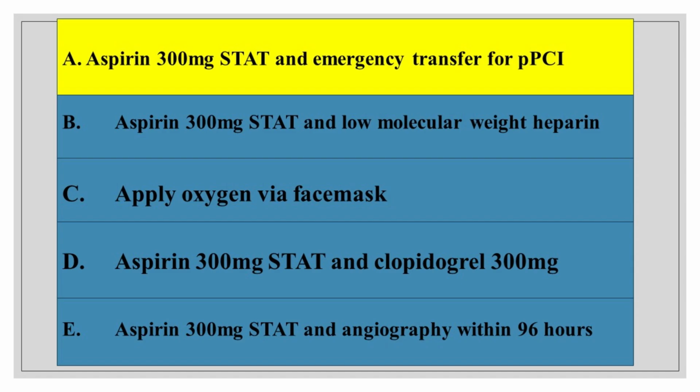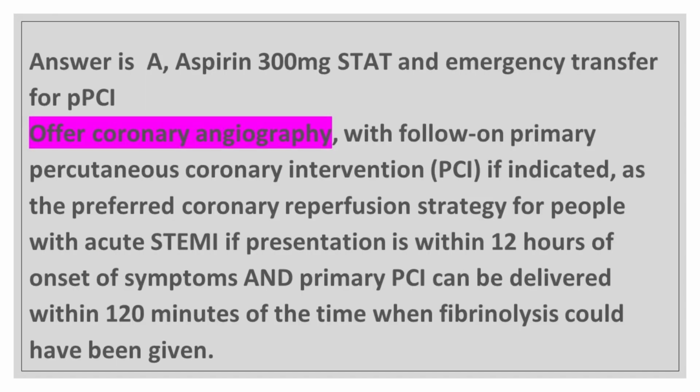Aspirin 300 mg stat and emergency transfer for primary PCI. Offer coronary angiography, with follow-on primary percutaneous coronary intervention if indicated, as the preferred coronary reperfusion strategy for people with acute STEMI if presentation is within 12 hours of onset of symptoms and primary PCI can be delivered within 120 minutes of the time when fibrinolysis could have been given.